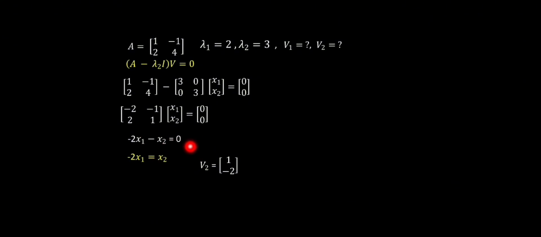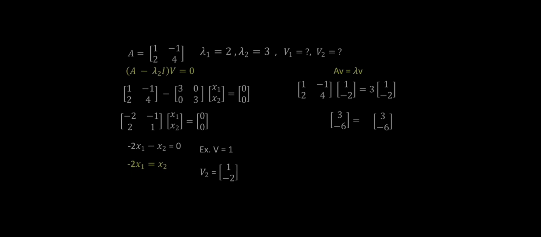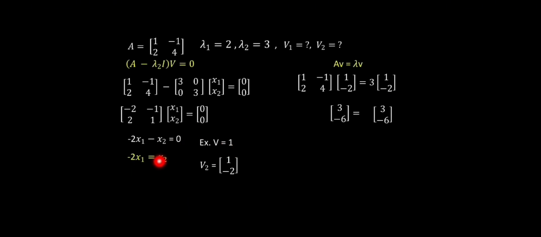For example, I choose one value. Our first value will be 1, and our x2 is -2 times 1, which gives us -2. So to check it, we're going to use this equation again.